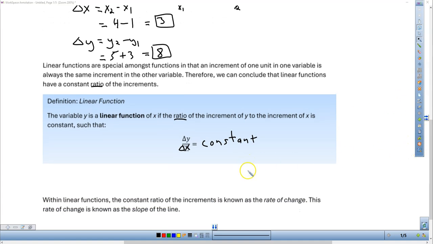All right, so within linear functions, the constant ratio, this change of y over change of x, of the increments is known as the rate of change. And for those of us who come from a strong algebra background, you might remember that this rate of change is also known as the slope of the line.